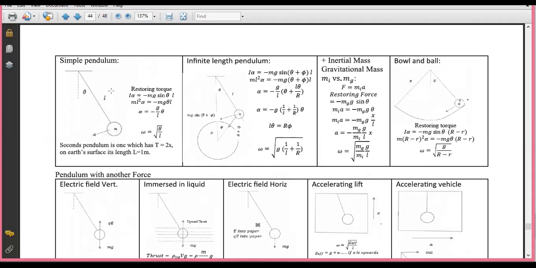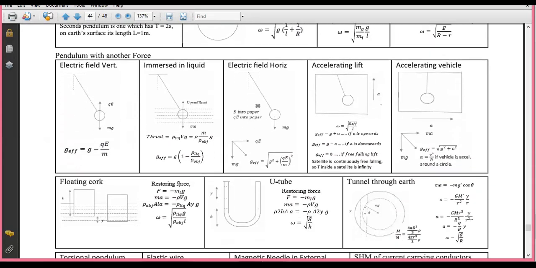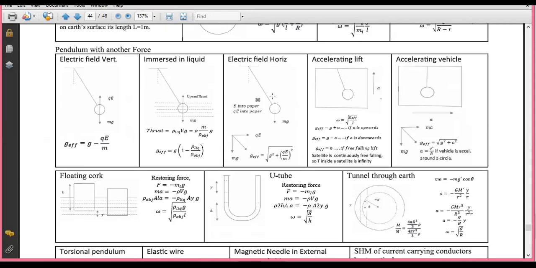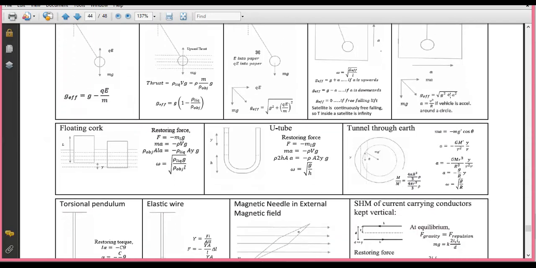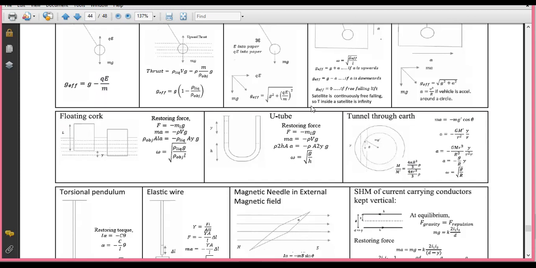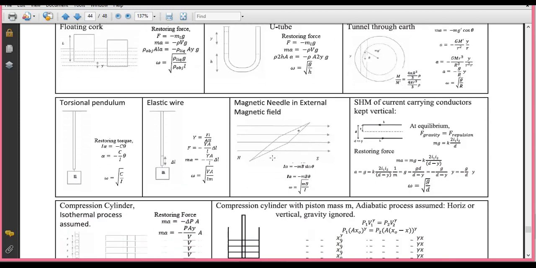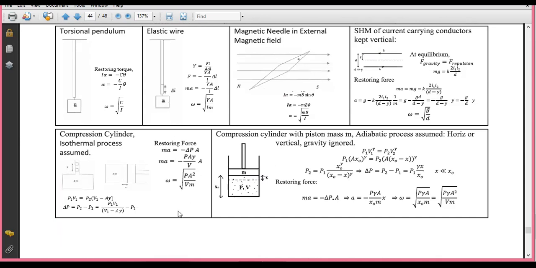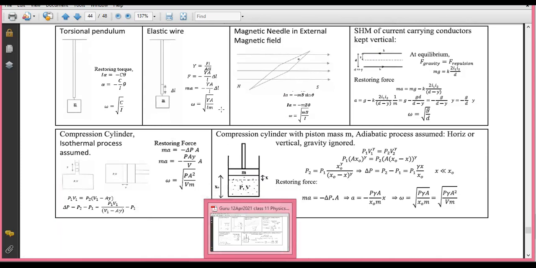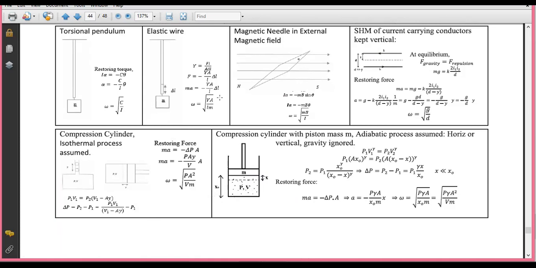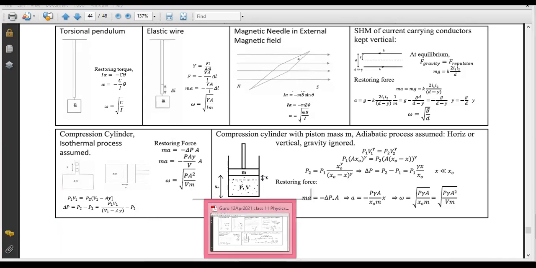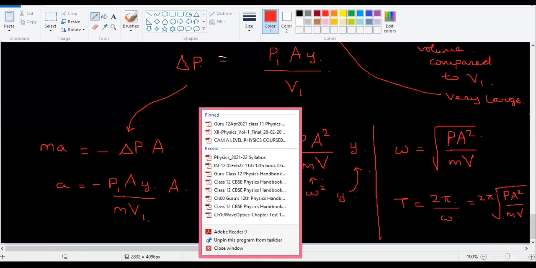So this is there, simple pendulum is there. These things involve some electric field and all, which you can study only in your 12th standard. Except for this, you can study all the other things. But what we discussed today was the floating cork, then the U-tube, and then this compression cylinder. Whether you compress it with this or like this, you'll get the same answer. Any questions in these four derivations? Even though I say derivation, it is there in the numericals.